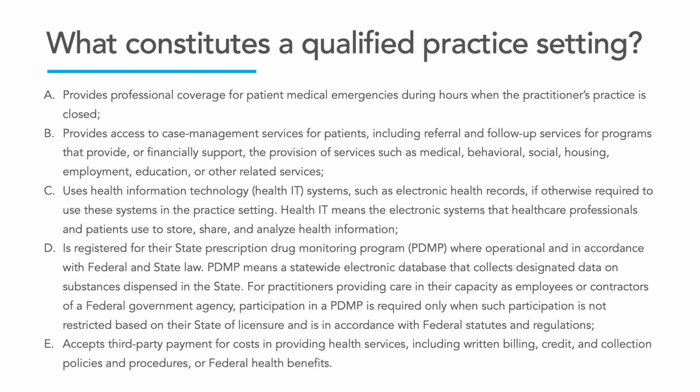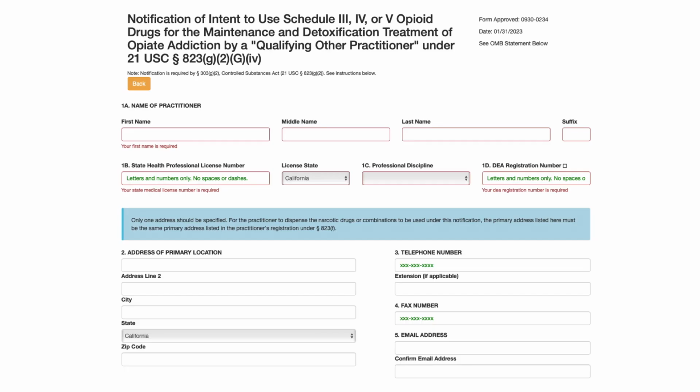You can see the full list of which type of practice settings are qualified, but basically, all emergency departments and inpatient hospital units are considered qualified settings. For steps 1A, B, C, and D, enter your complete name, state health professional license number, license state, professional discipline, and DEA number. For steps 2, 3, 4, and 5, enter the address of your primary practice location, your phone number, work fax number, and email address.